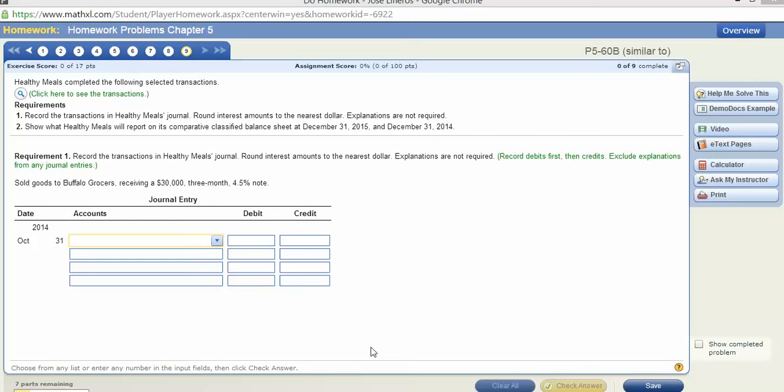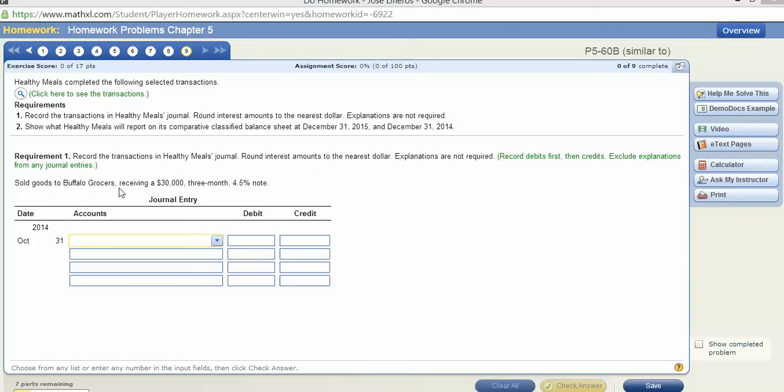Okay, let's talk about notes receivable. In this case, for example, you're issuing a 3-month note at 4.5%, and you sold goods. So here you're the seller. Pay close attention to the language. You're the seller to Buffalo Grocers.